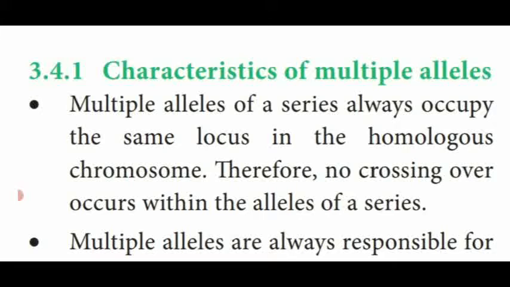Then characters of multiple alleles. The first point is the same as the definition: multiple alleles of a series always occupy the same locus of homologous chromosomes. So there is no possibility of crossing over taking place in a series of alleles. That means crossing over is absent due to the location of multiple alleles on the same locus.